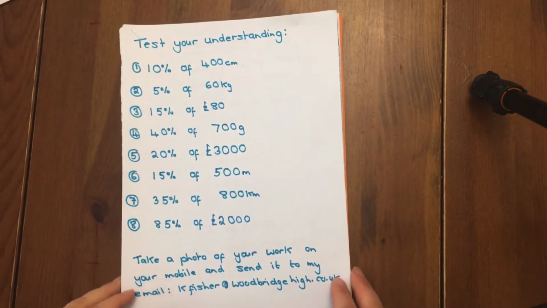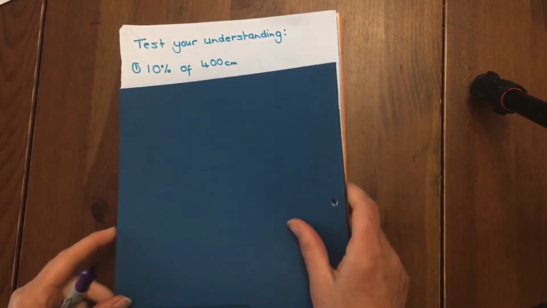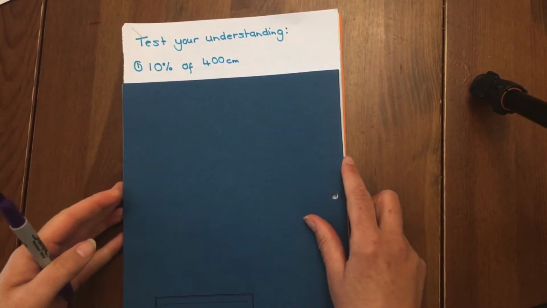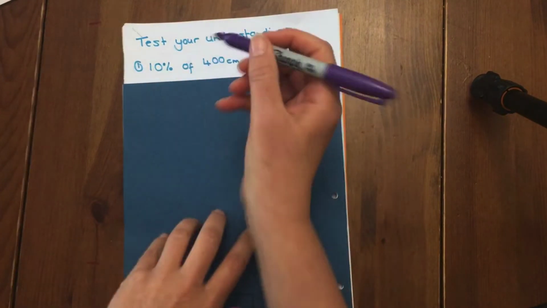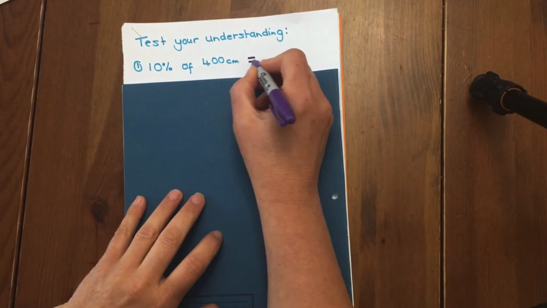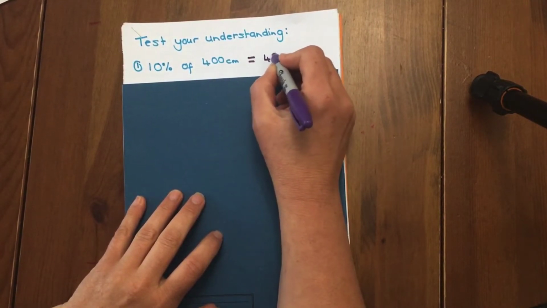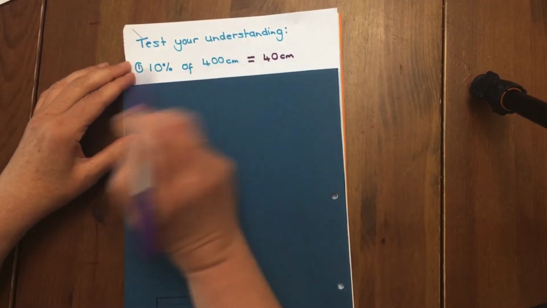I set you this work on percentages yesterday and I got lots of lovely answers in, lots of you getting most of it right. What I'm going to do now is go through the answers for those of you who struggled with this. So 10% of 40 is 400 divided by 10. So you get 40 centimetres. Remember, 10% you divide by 10.